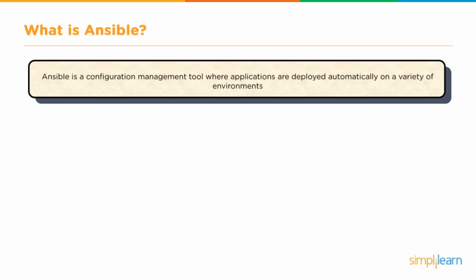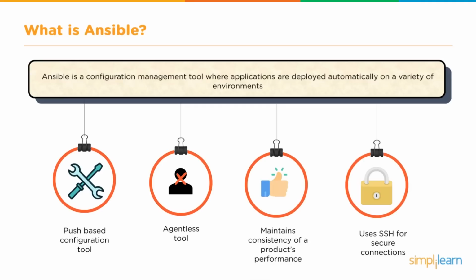So essentially, Ansible is a configuration management tool, and it allows you to deploy automatically to a large variety of environments. The tool itself is a push-based configuration tool. It is an agentless tool, so there is no communication coming back about the health of the environment. We have tools that we'll cover later on in the video that cover that. Ansible has a consistency of product performance, so you know that if you're using Ansible, it's going to work. It's a very consistent product, and it uses SSH for very secure connections.